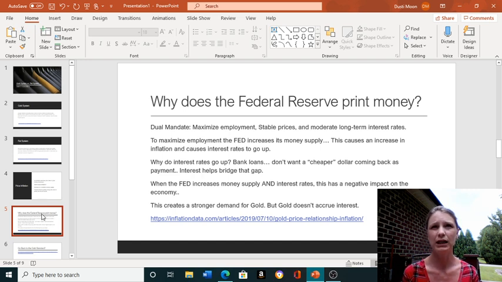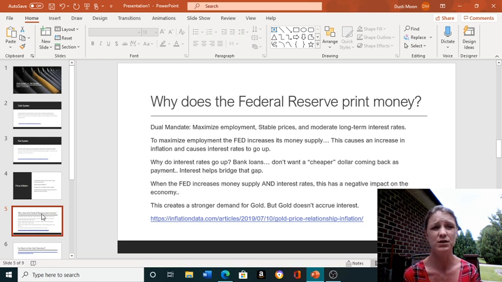So if you borrow money and you're still paying on the loan 2 years later, but inflation has happened, that's why the interest rate goes up, so that they can prevent the loss of value. They don't want a cheaper dollar coming back as payment. And interest rates help bridge that gap.